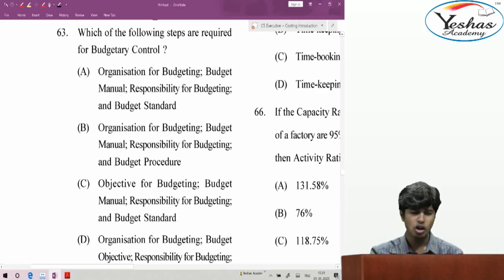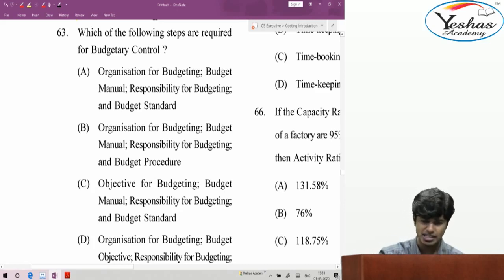Let's see option B. Organization, yes. Budget manual, yes. Responsibility for budgeting, yes. And budget controlling also, yes. So that also sounds okay, but there is something new here called budget procedure. So this is something that I'm very happy about. That's nice. Objective of the budget, budget manual, responsibility, and budget standard.